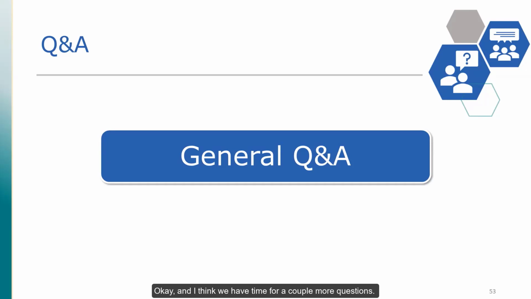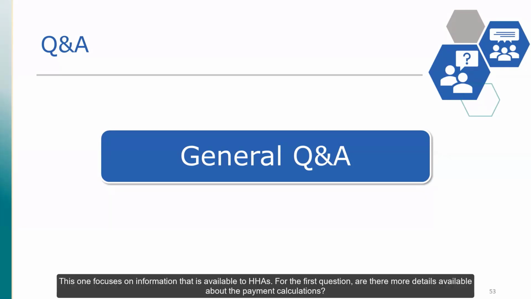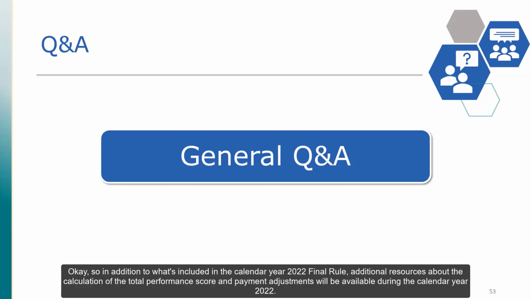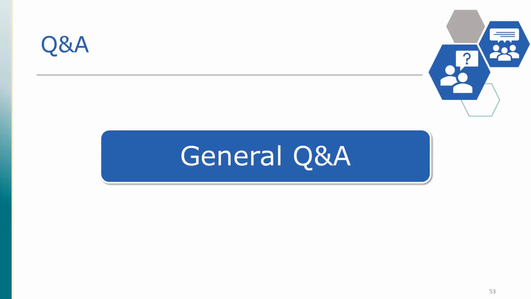Okay, and I think we have time for a couple more questions. This one focuses on information that is available to HHAs. For the first question, are there more details available about the payment calculations? Okay, so in addition to what's included in the calendar year 2022 final rule, additional resources about the calculation of the total performance score and payment adjustments will be available during the calendar year 2022.